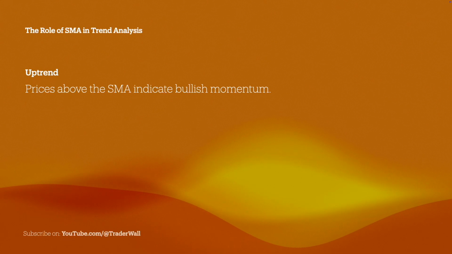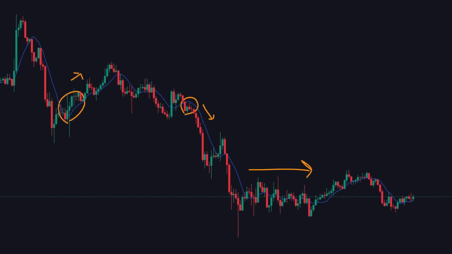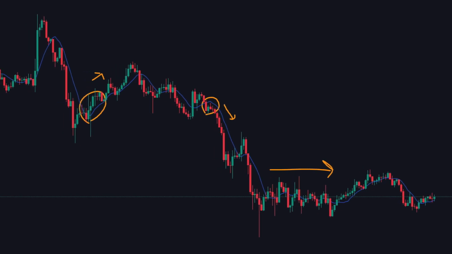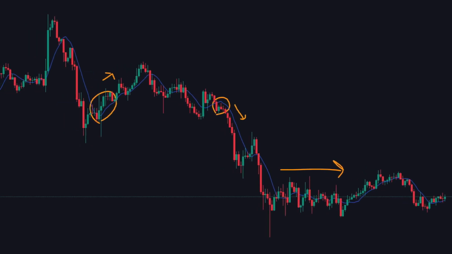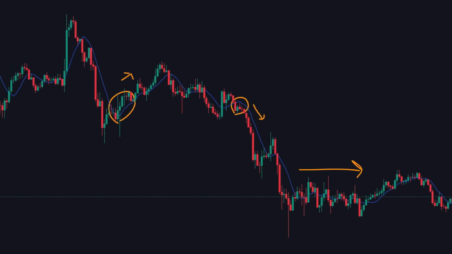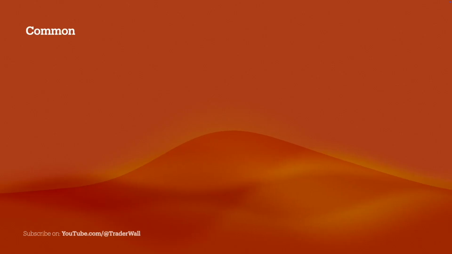The role of SMA in trend analysis. SMA serves as a visual guide for identifying market trends. Uptrend. Prices above the SMA indicate bullish momentum. Downtrend. Prices below the SMA suggest bearish momentum. Sideways market. Prices hovering around the SMA show consolidation or indecision. This simplicity makes SMA a go-to tool for traders and investors alike.